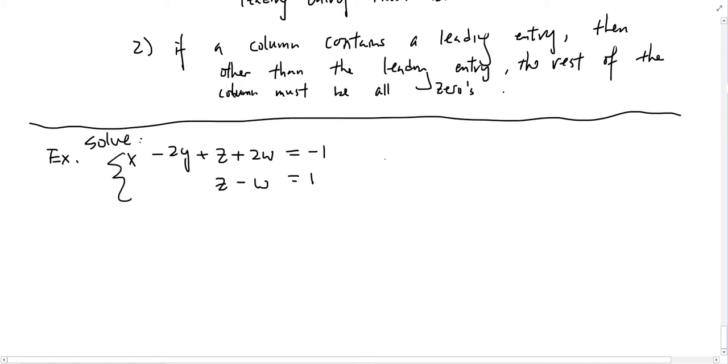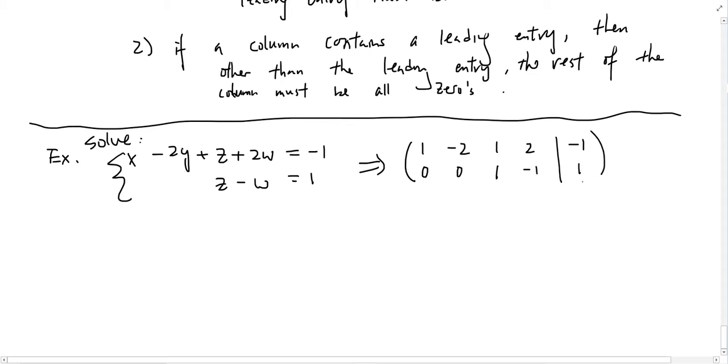First thing I'm going to do is put it into matrix form and see what happens. So this would be 1, -2, 1, 2. And we'll draw a line and put the right side matrix on this side. On the bottom, notice there's no x and y. You have to put in 0 as a placeholder. 1z, -1w, 1.